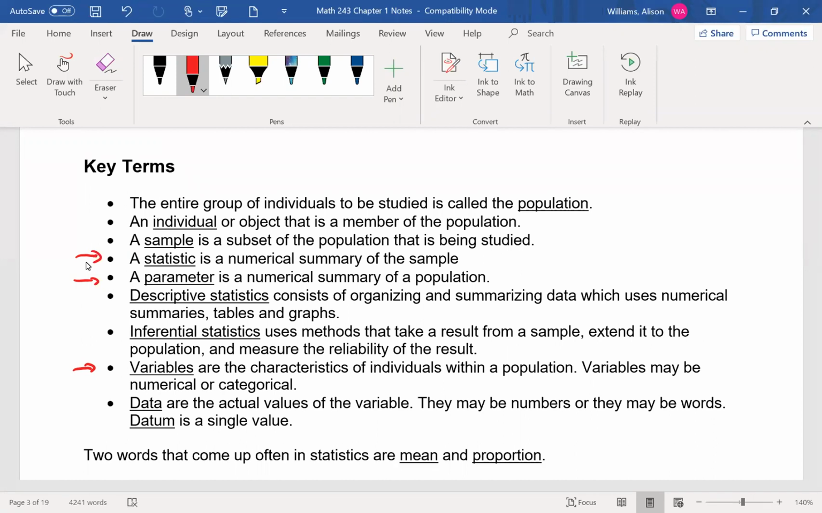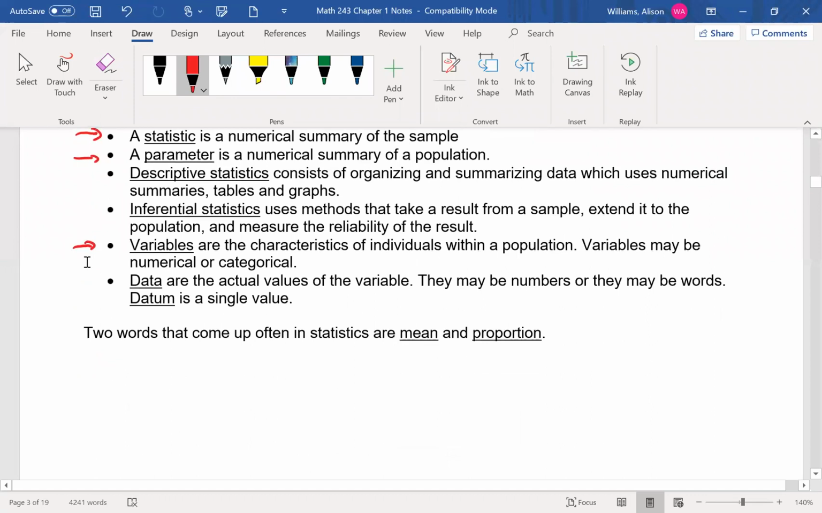Two words that often come up are mean and proportion. I just want to highlight those quickly. Often when we see the word mean, we think average. That's what we associate with the mean. But there are different ways of averaging data, and we'll talk about that later.